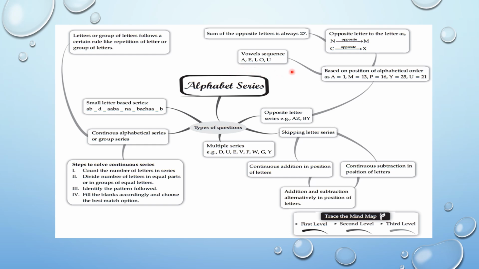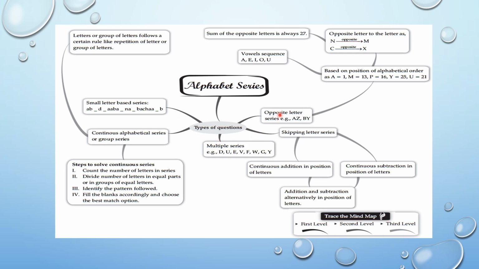Vowel sequence A, E, I, O, U, based on position of alphabet order: A is equal to 1, M is equal to 13, P is equal to 16, Y is equal to 25, U is equal to 21. Small letter based series: A B _ D _ A B A _ N A _ P A C H N A _ B.